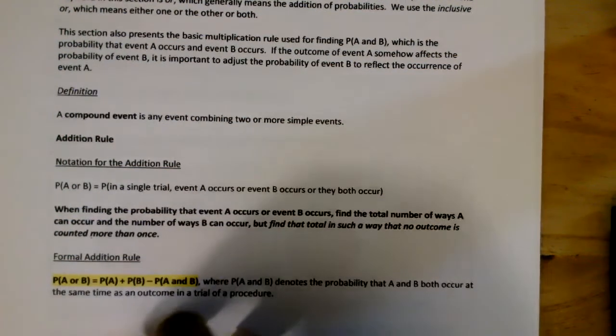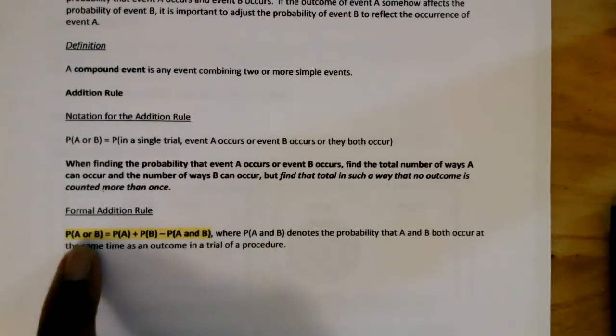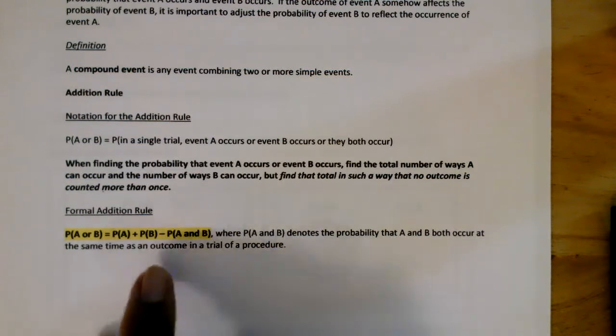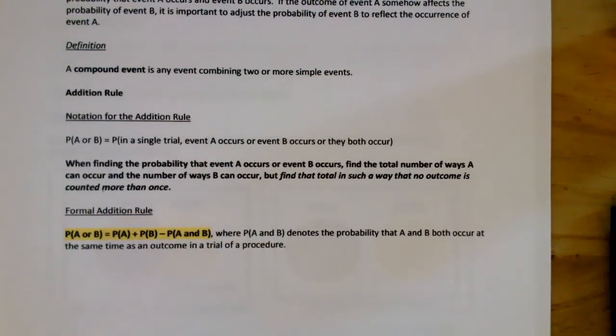So here's the formal addition rule that we'll deal with here. The probability of A or B is going to be equal to the probability of event A plus the probability of event B minus the probability of A and B occurring. Okay, so here the probability of A and B denotes the probability that A and B occur at the same time as an outcome in a trial or procedure.